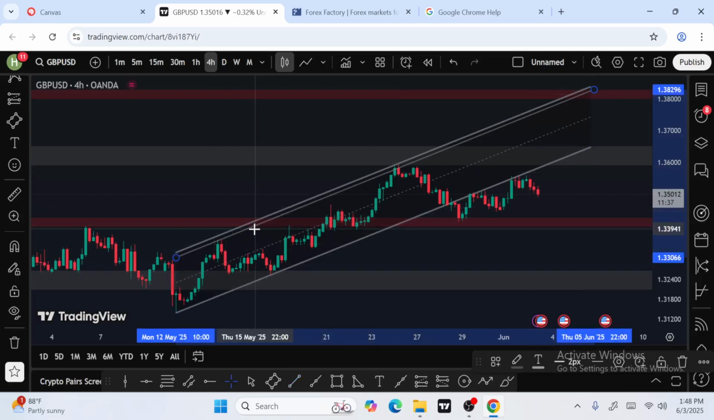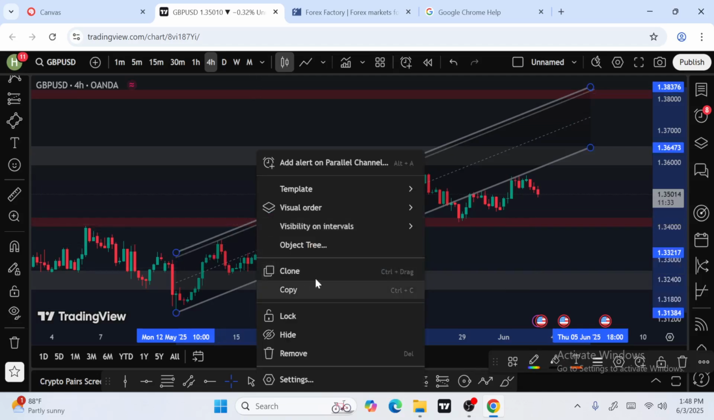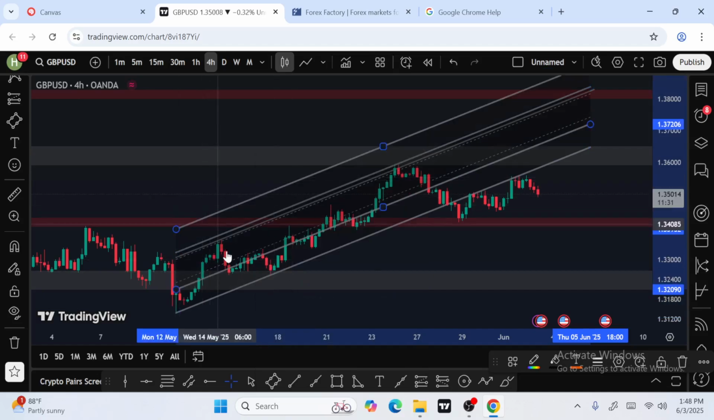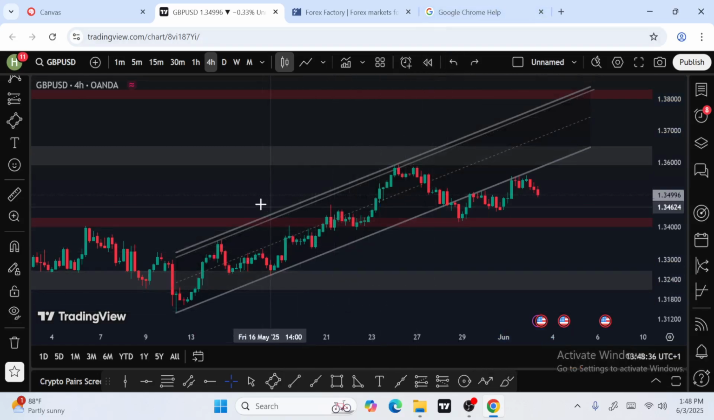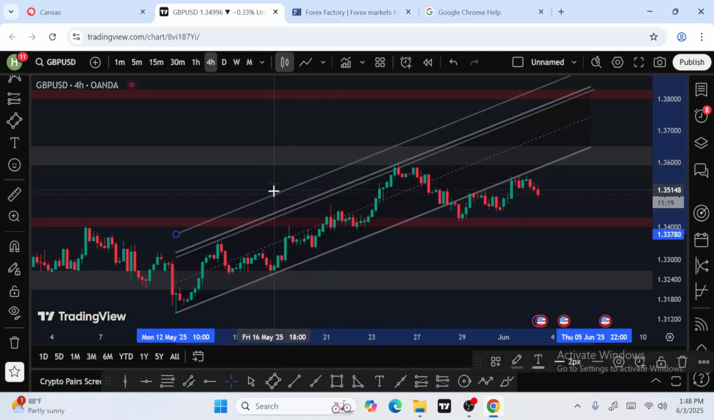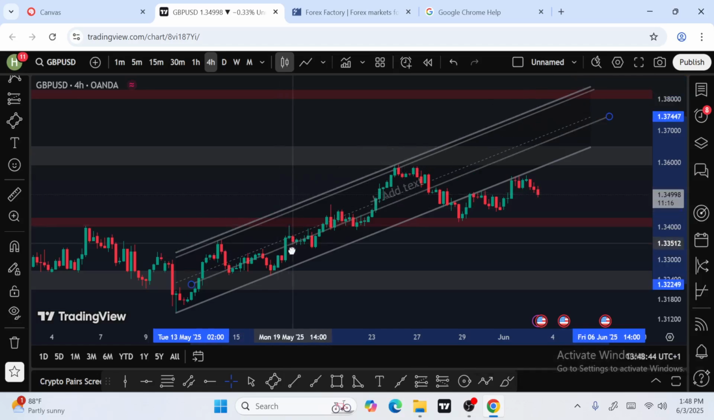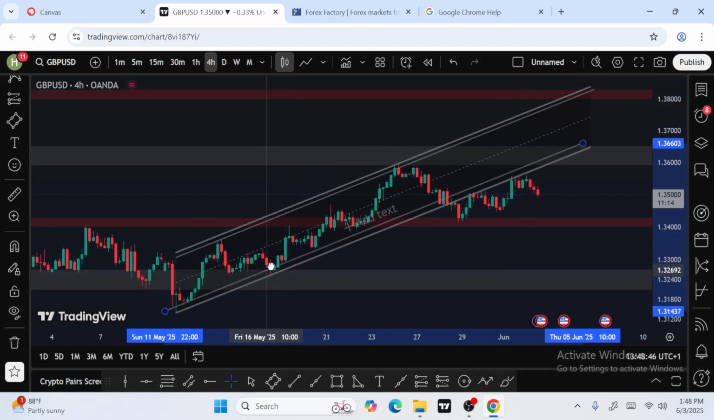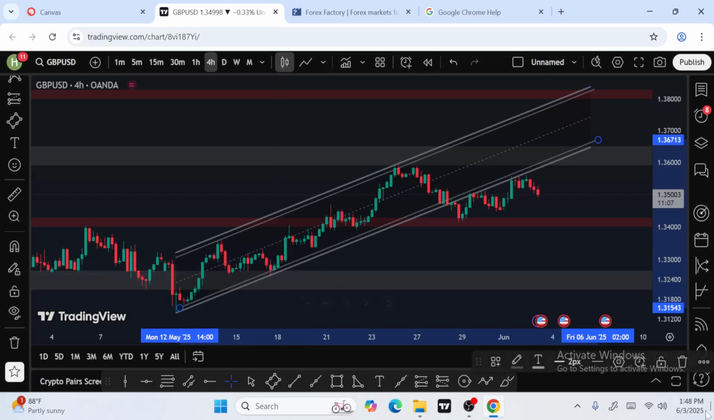Perfect. Then what will you do? You clone it. Just press back, undo, back. Clone it again. Yeah, exactly. Then you drag it. You have to make sure it's the same space like the upper part. So yes, great. Now, do we see that now?